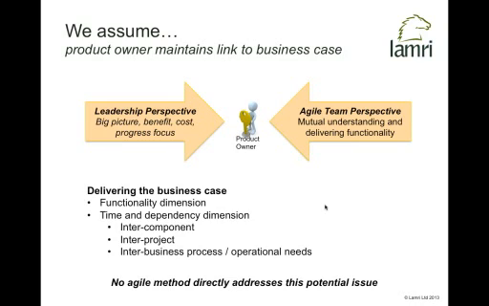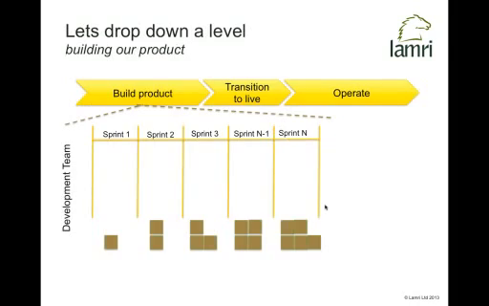And it's easy to forget, or to take your eye off the ball, of thinking about what about time and time dependencies? What about dependencies between components or between subsystems? What about dependencies even between projects and between business process and operational needs? All stuff you've got to think about. What these dependencies may well do is alter the order in which we deliver particular functionality. So we need to think about that.